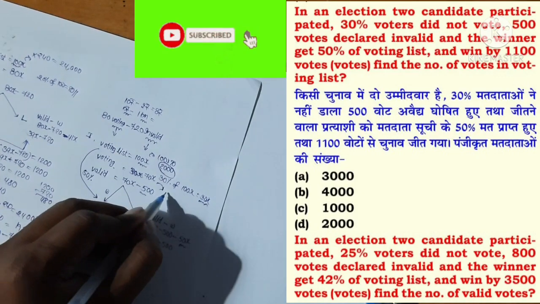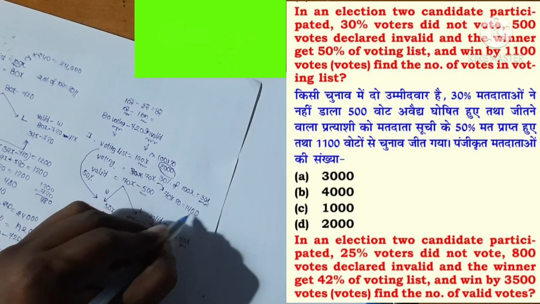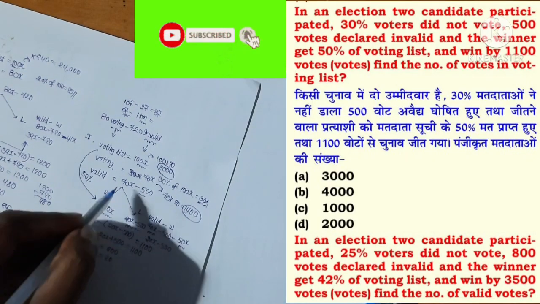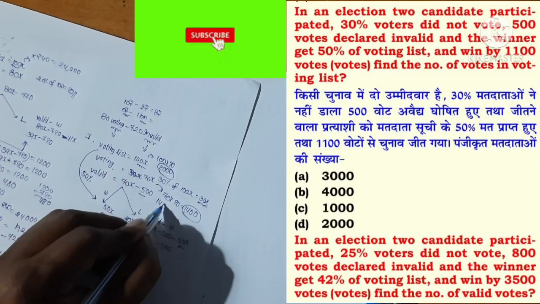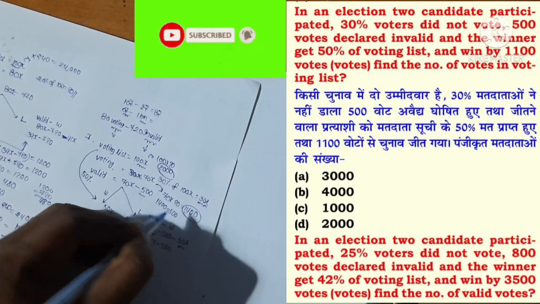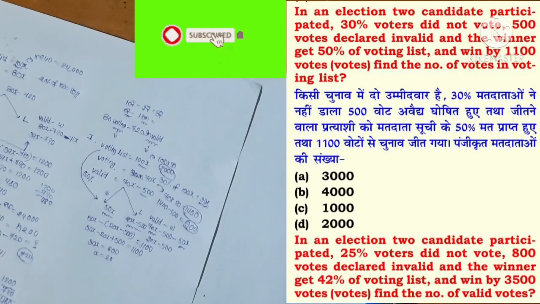So voting is 70x, so 70 into 20. Valid votes is voting minus 500, so 900.